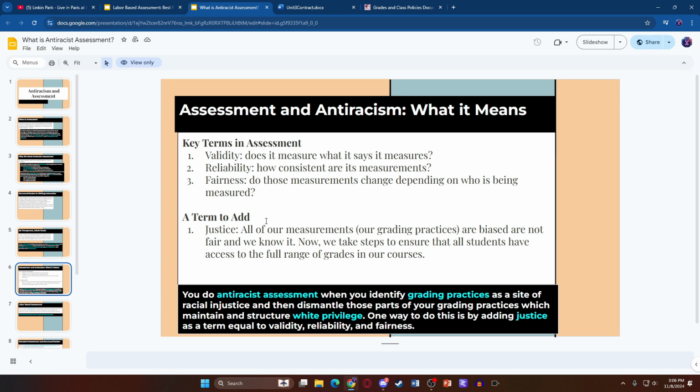Reliability: how consistent are its measurements? So again, a weight scale, if you're stepping on and off of it and the weight's changing radically, then you don't have a reliable measure. And we want to have all three of these in the assessment protocol we have. And then 3, finally, fairness.